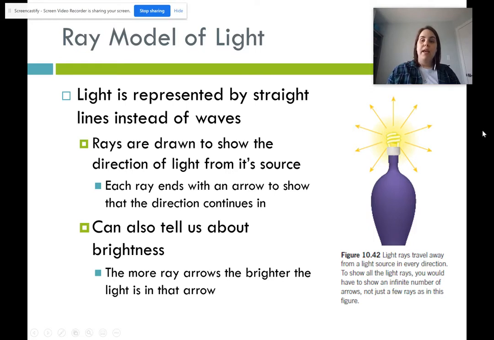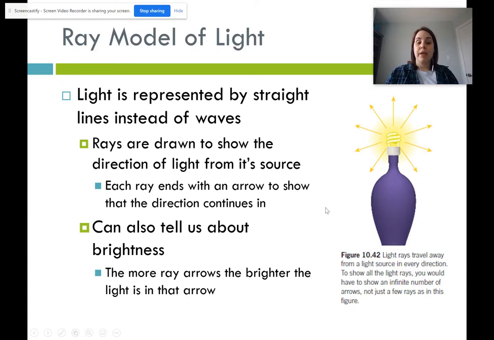So in the ray model of light, instead of describing or imagining light as these waves that are moving through space, we imagine them as moving as straight lines. Rays of light, which is like a straight line that's used to represent light, are drawn to show the direction of light from its source. So for example, if we have a lamp here, we can see straight lines going out, and you can see the arrowheads indicating the direction of travel. This is saying the light bulb here is producing the light, and all the light is moving out in these rays moving this way. Okay. So again, each ray ends in an arrow like we can see in this diagram to show the direction that it's continuing on in.